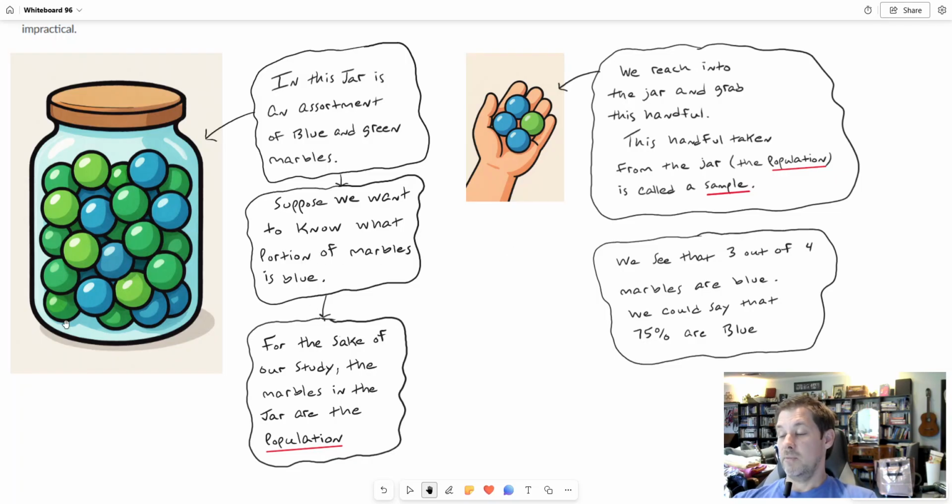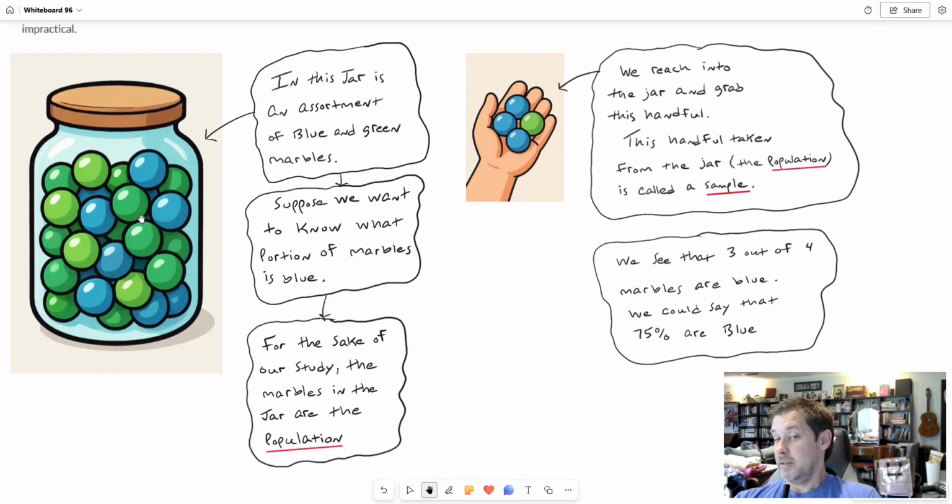Now, how do you think we could learn something about what portion of marbles in there are blue? Well, one way we could do it is reach our hand in there and grab some marbles off the top, get that handful, and then look at the handful and see what it's like. So suppose we do that. That handful, the marbles taken from the jar, is called a sample. The sample comes from the population somehow.